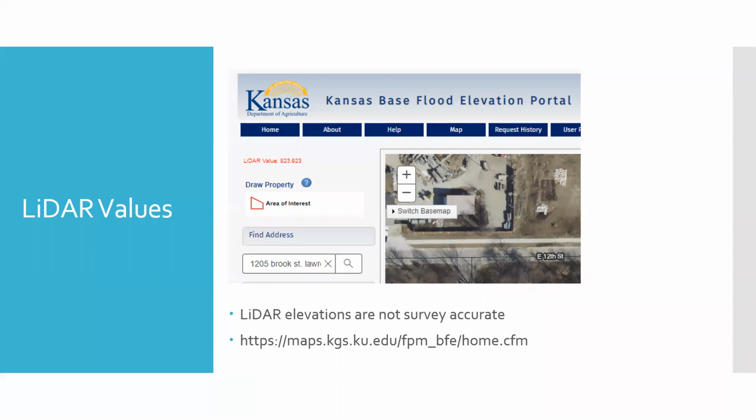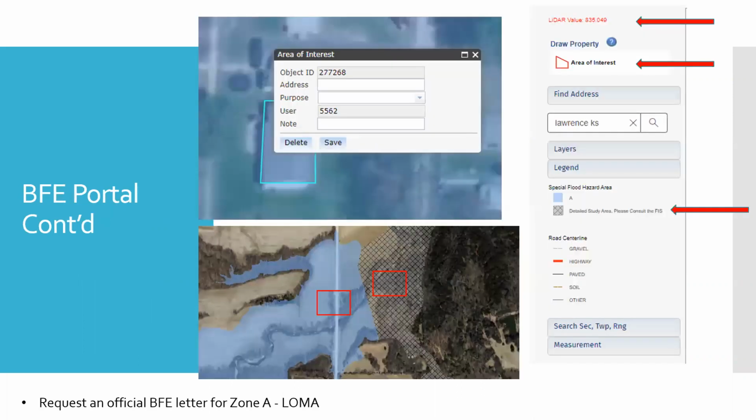Again, it's not survey accurate, but you can get an official BFE letter if it's in a zone A. So you can request an official BFE in a zone A, and that will be calculated for you, and they'll send you an official letter, and that can be used in support of a LOMA. So this is what it looks like. You would just draw your polygon outline as close to the building footprint as possible, and then you would submit that, hit save. But otherwise, like I said, you can just click around and get an idea.